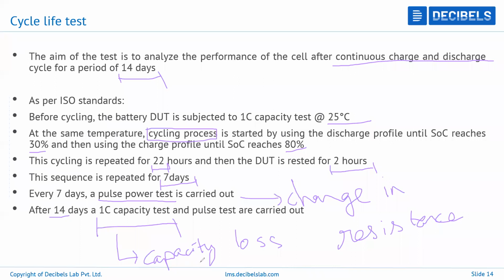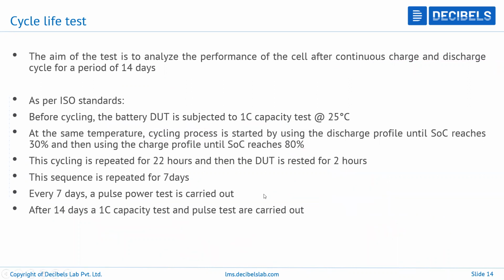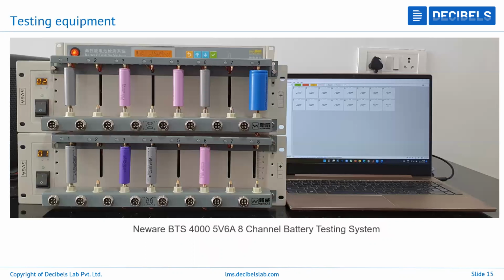This capacity loss is taken relative to the initial capacity of the cell. At the beginning of this test, one static capacity test is performed, and once the 14 day test period is complete, once again a static capacity test is performed, and relative to the original capacity, you will be able to determine your capacity loss. So this is your complete life cycle test. That is with respect to all of the tests that are to be performed.